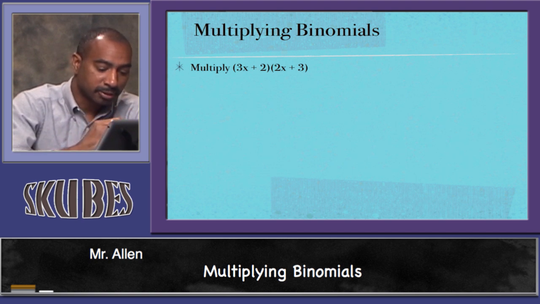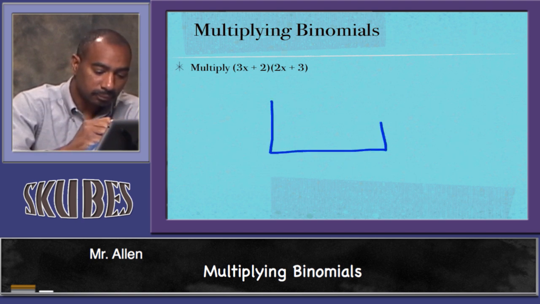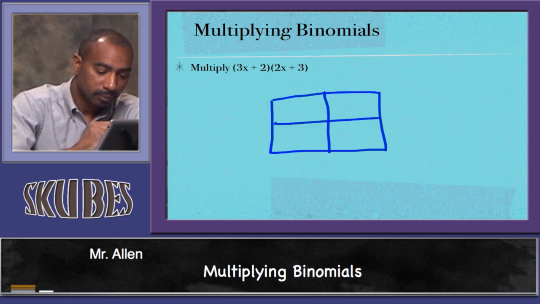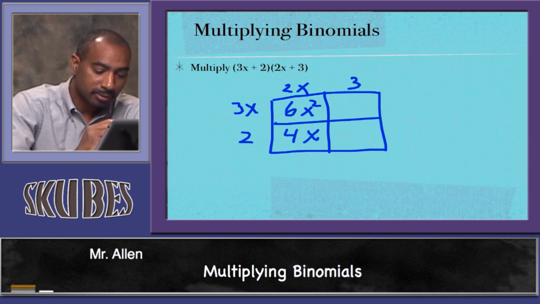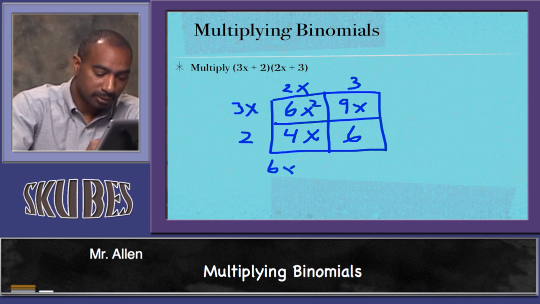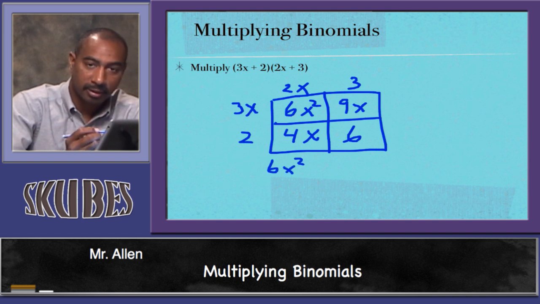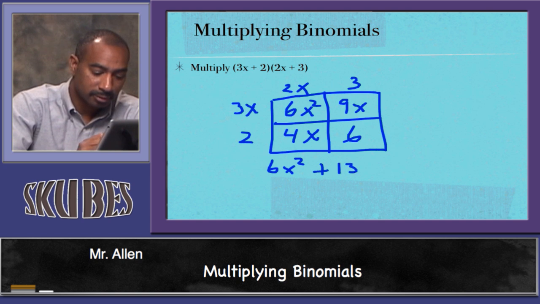All right, and you can do the same thing with this. I have 3x, 2, 2x, and 3. Well, 3x times 2x is 6x squared. 2x times 2 is 4x. 3 times 3x is 9x. And 3 times 2 is 6. And just add up each of these areas. 6x squared, and I can add the 4x to the 9x because they're like terms. That'll be 13x, and then plus 6.